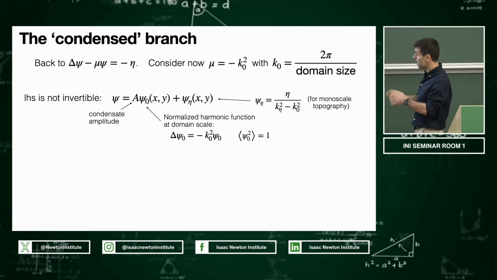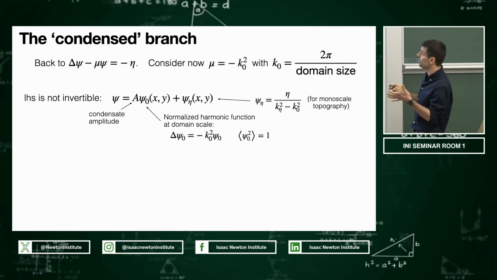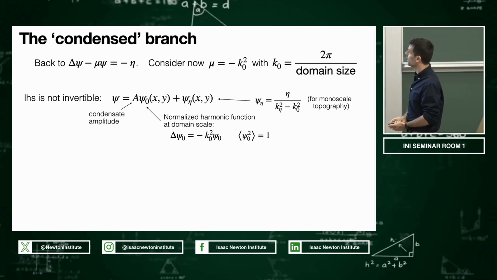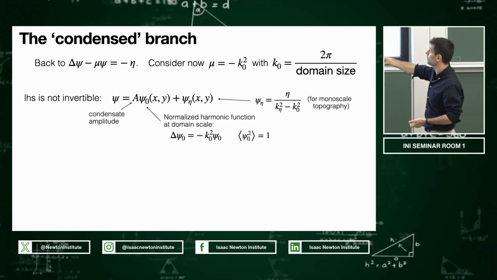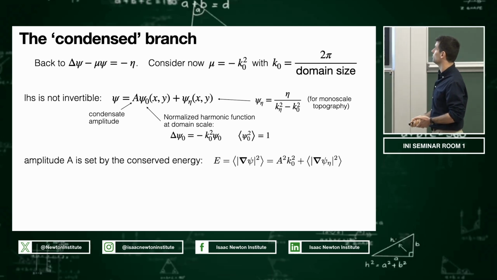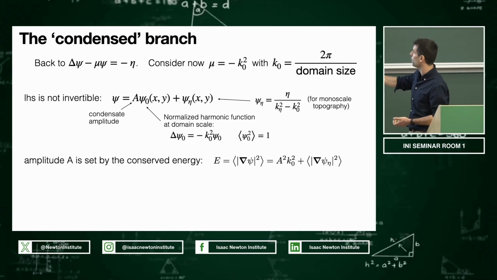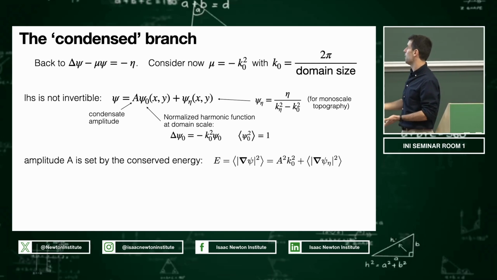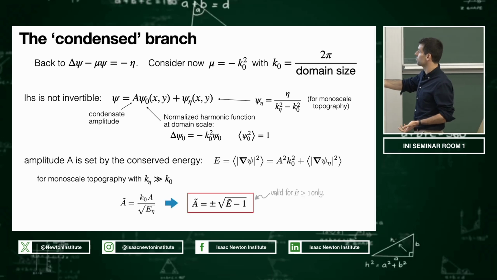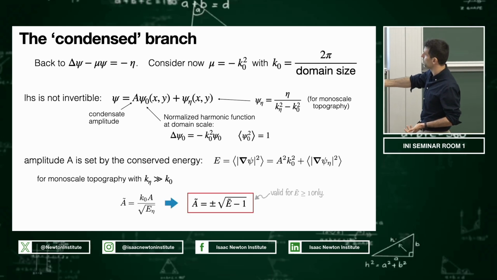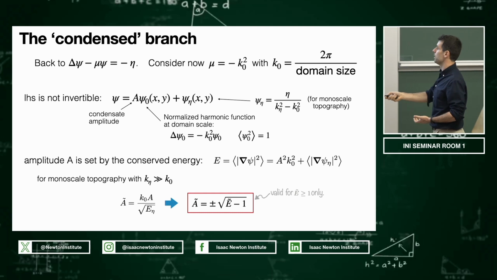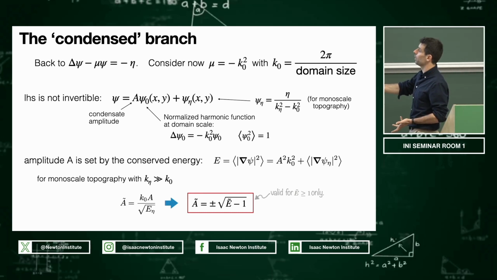Okay? Remember, on the BH branch, we didn't know mu, and we got mu from the energy, from the value of the energy E. Here we know mu, but we're going to get A now from the value of the energy. Okay, so right, the energy of the system is grad psi squared, and that's an expression that involves A. So now I can invert that to get the expression of the dimensionless amplitude of the condensate here, made dimensionless using the domain scale wave number and my energy scale.